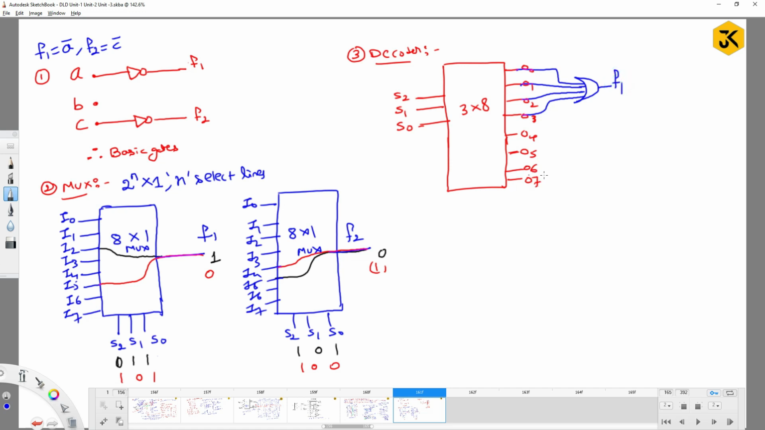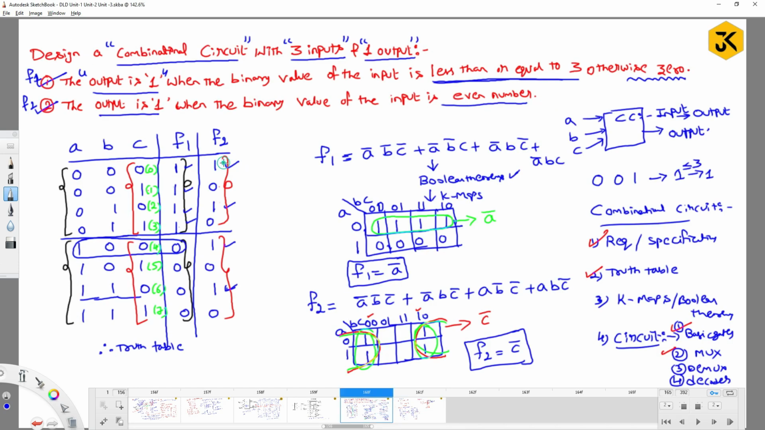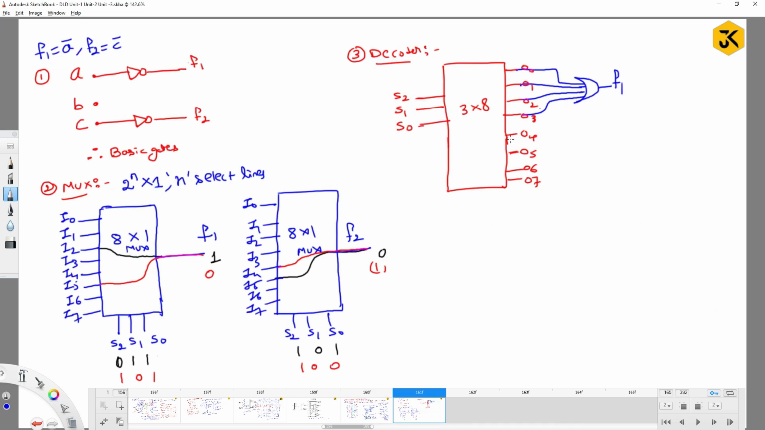Similarly, how are we going to get F2? F2 we are going to get because of either 0 or 2 or 4 or 6. All are even numbers, right? So I can write it with a different color: 0, 2, 4 or 6. This is for F2. Guys, observe. Now with the help of a decoder, I can construct both with the help of a single circuit, right? So I can call it a 3 by 8 decoder.